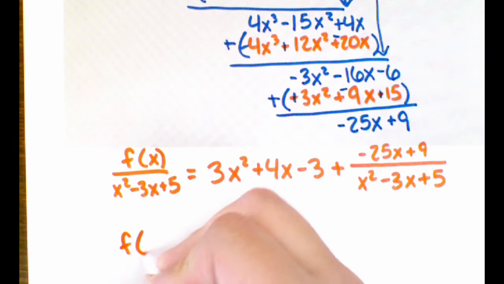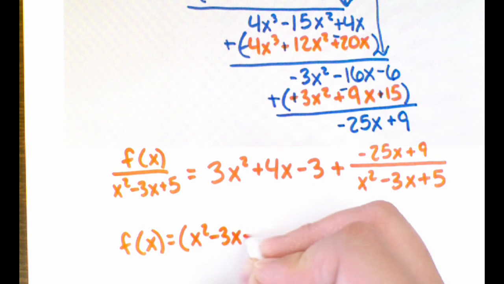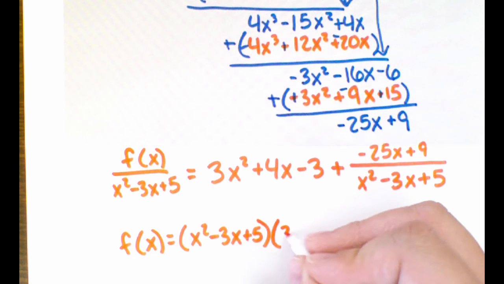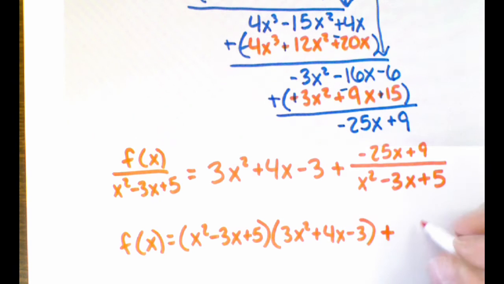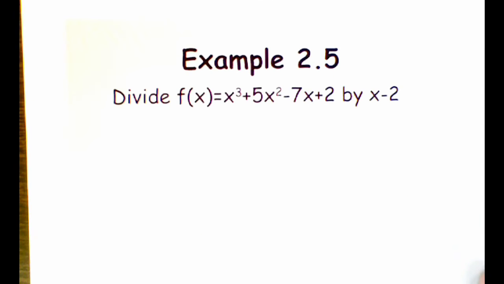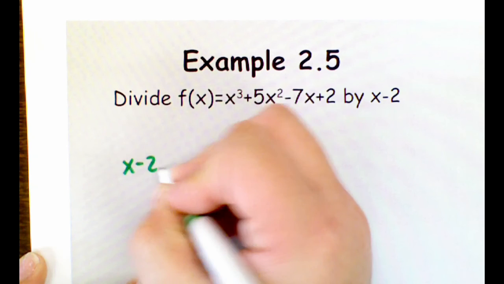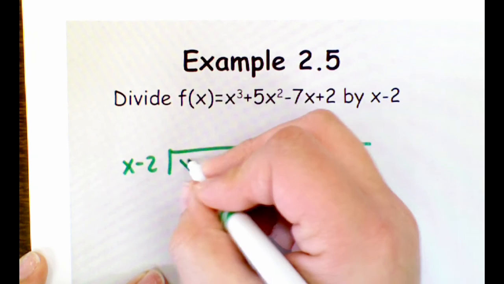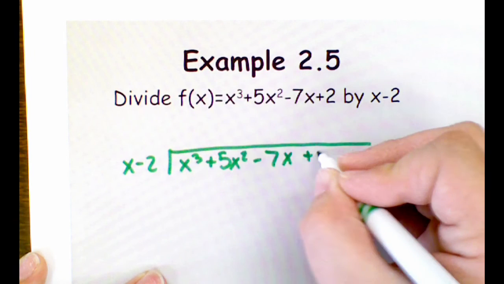Otherwise, remember, we can write f of x equals my divisor times my quotient plus my remainder. Either way, totally fine. And another example, same thing as before. Put my divisor out front. X cubed plus 5x squared minus 7x plus 2.